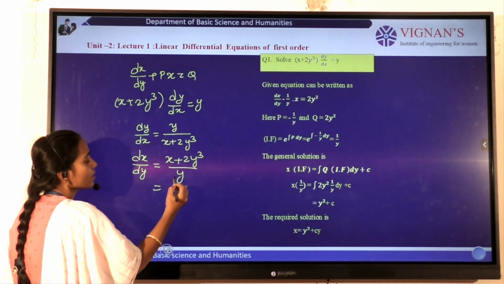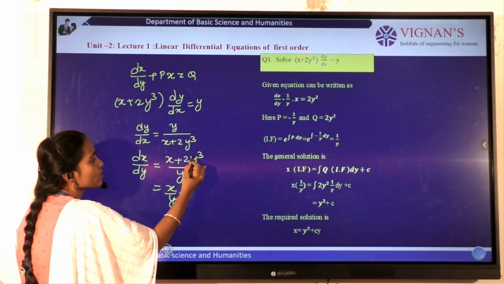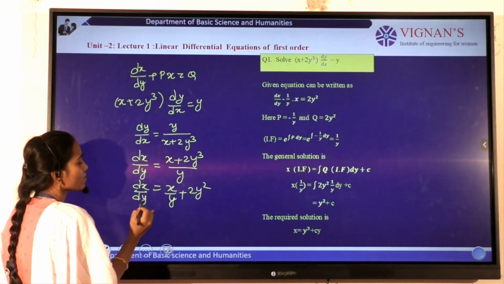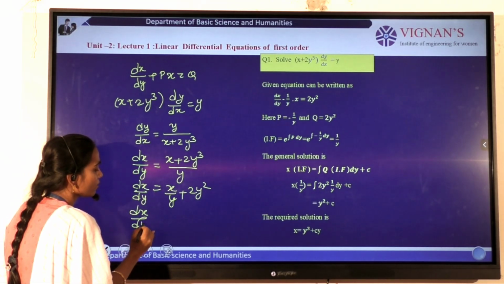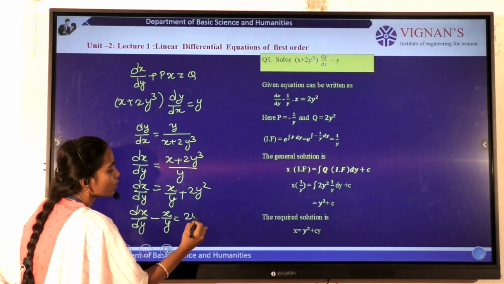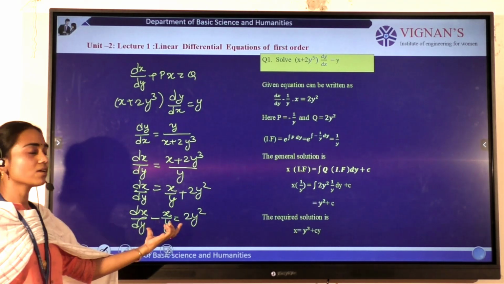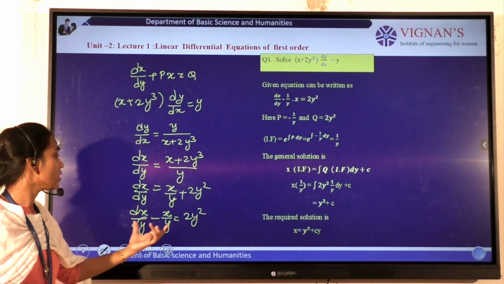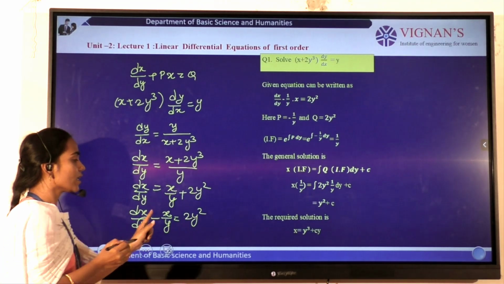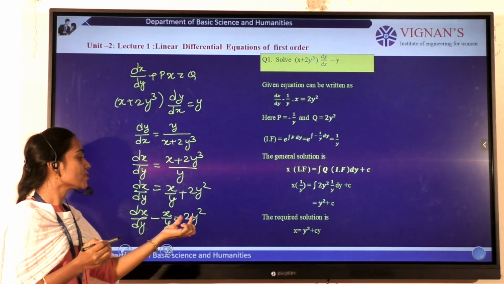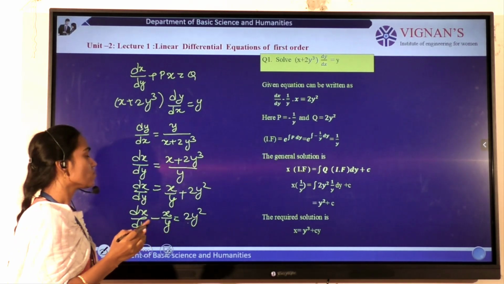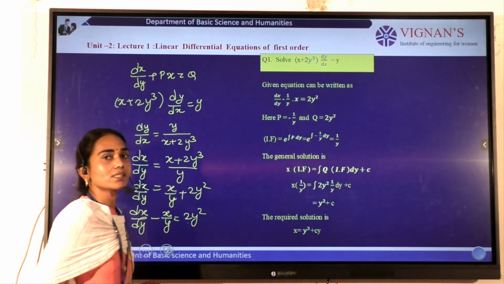Then separate the terms here. x by y plus 2y cube by y, which is nothing but 2y square. The left hand side is dx by dy. So dx by dy, when x by y comes to the left hand side, minus x by y is equal to 2y square. Now if we observe this equation, this is a linear differential equation in x. So dx by dy plus p of y, p of y is nothing but minus 1 by y, into x is equal to q of y, which is 2y square. So p is minus 1 by y, q is 2y square.